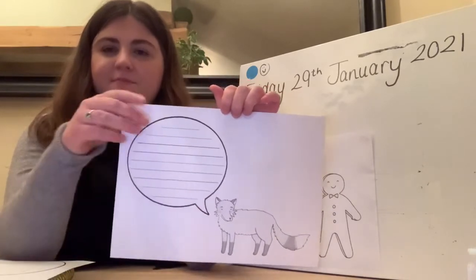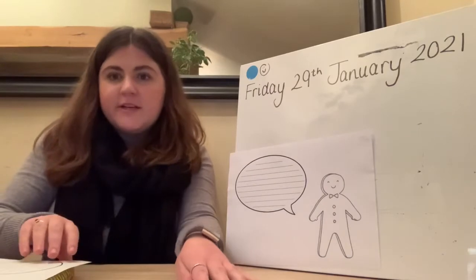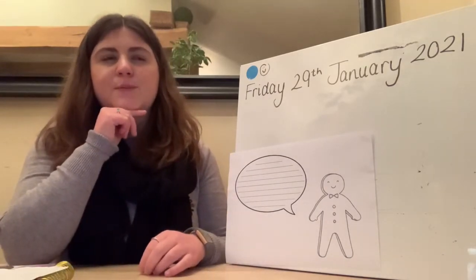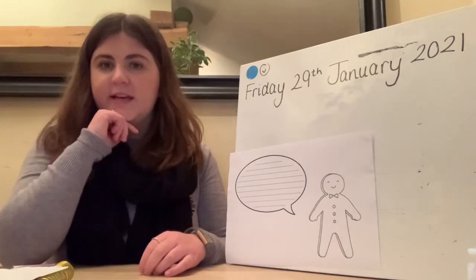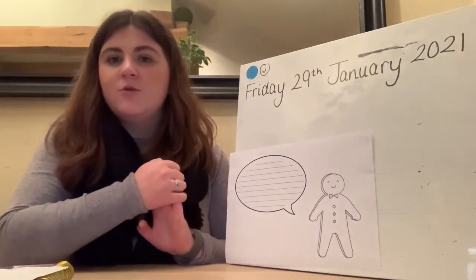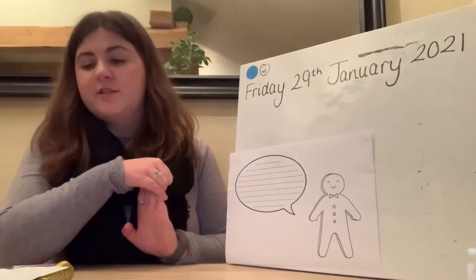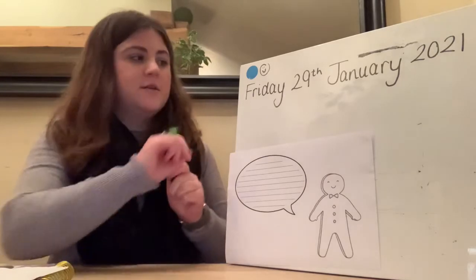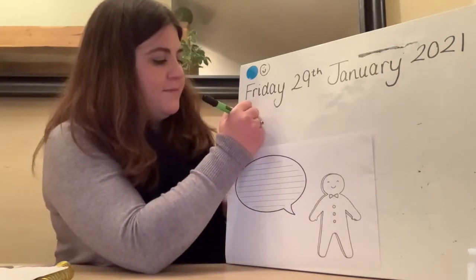Now, when you read your reading books, you might notice that there is some speech in your reading, and it tells you that somebody else is talking, maybe in a different way to a speech bubble. Now, these are called speech marks, and I'll just show you quickly.